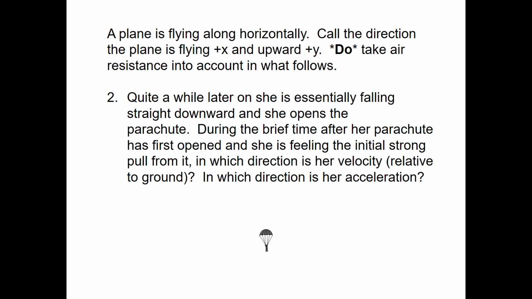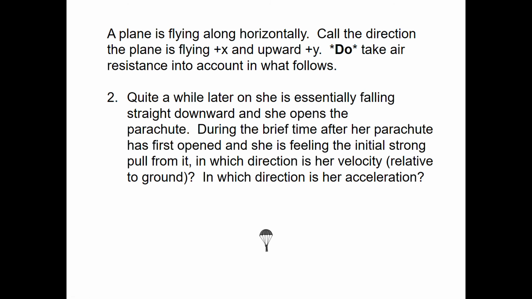So she pulls her parachute cord. There's a very brief time after the parachute just pops open that she feels a strong tug on her shoulders from it, right? You open that parachute, you feel a big tug, right? It's got to change your velocity. During that period where she's feeling the strong tug, in which direction is her velocity relative to ground, and in which direction is her acceleration?